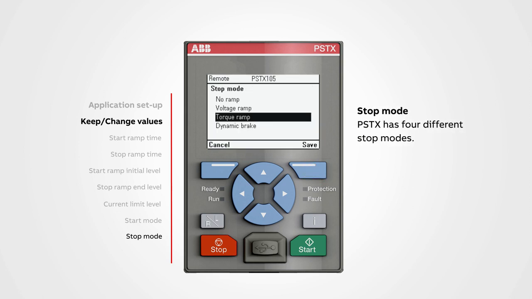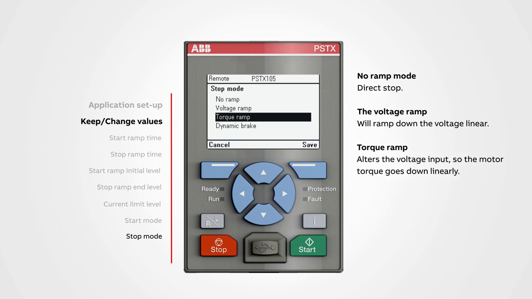To change setting, push Edit. PSTX has 4 stop modes. The most common one is the no ramp mode, where the application coasts to stop. The voltage ramp will ramp down the voltage linearly and works well for an application like conveyor belts. The torque ramp alters the voltage input, so the motor torque goes down linearly. This mode is vital for the water industry, particularly for pump applications. PSTX has a unique torque algorithm that goes through a feedback loop, creating an optimized stop for pump applications.